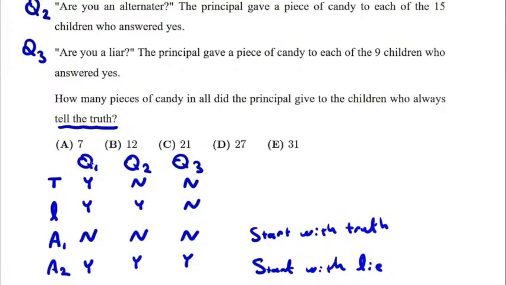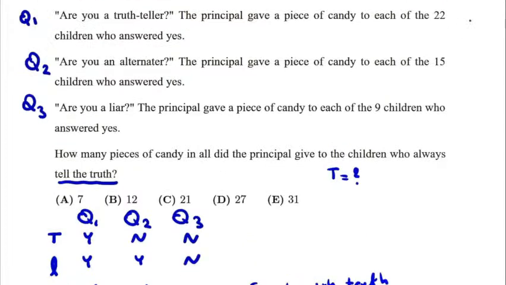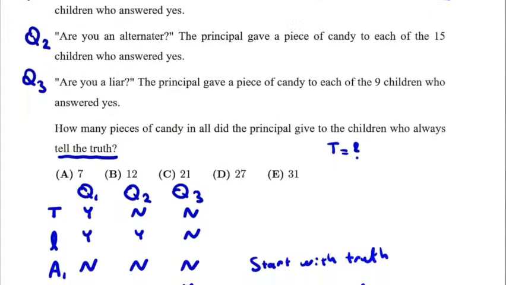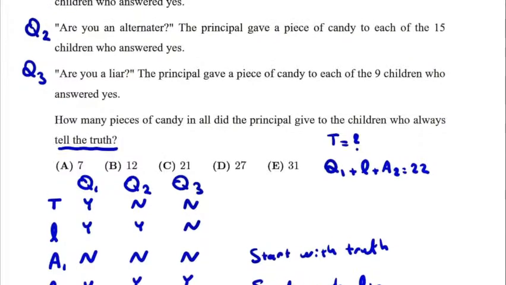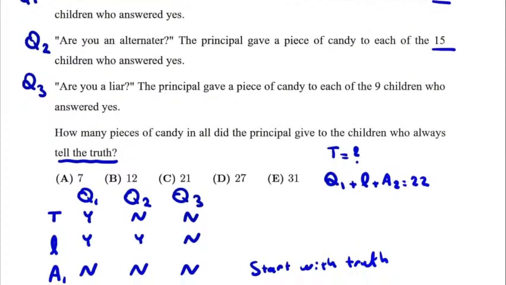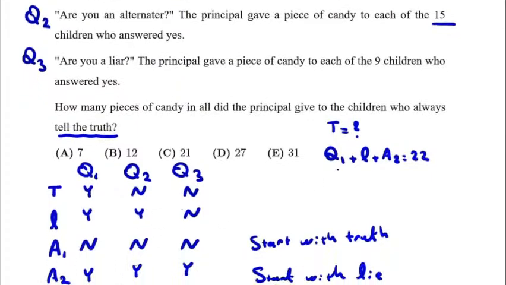So, the truth tellers only get candies in Q1. So we should find the number of truth tellers, because in one question they get candies, so we want to find T. Now, let's see, in the first question, how many students said yes? 22. So T plus L plus A2 is 22. Now for 15, who says yes to question number 2? L plus A2 is 15. For question number 3, 9. A2 is 9.